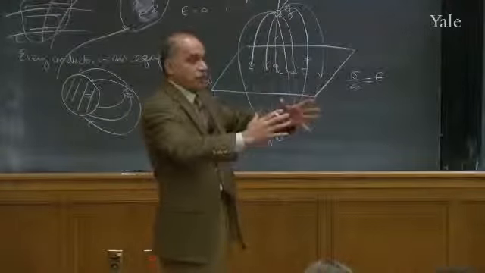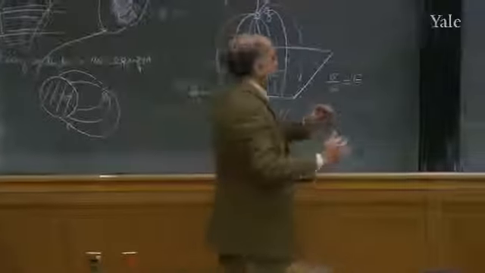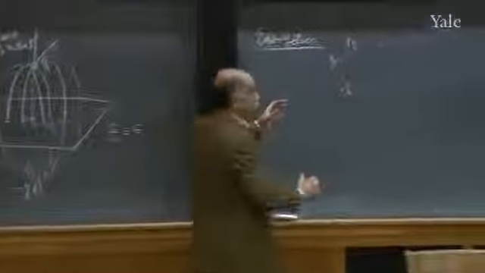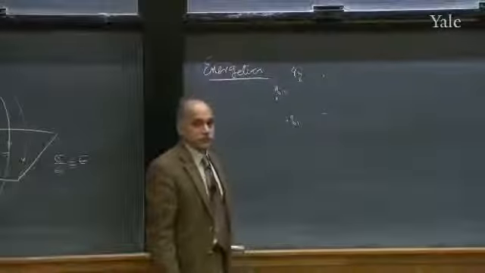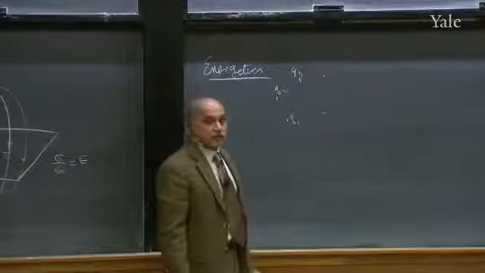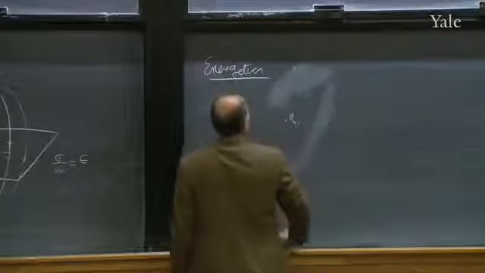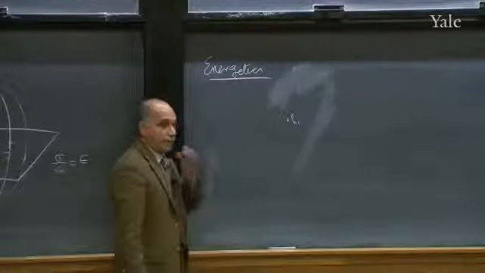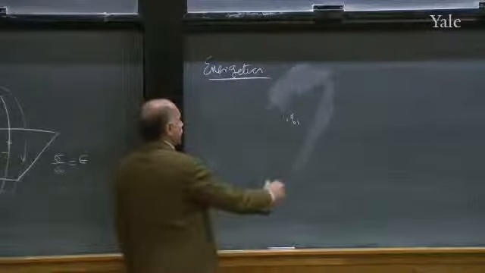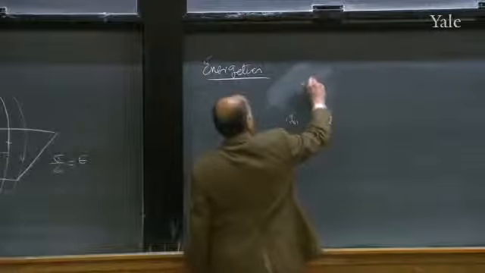They may all be positive. They may not want to be in the same region, but I'm going to force them. The question is, what work do I have to do? We're going to calculate that. We do that by saying, first let's take charge 1. Let it be wherever it has to be. Then I bring charge 2 from infinity and put it here.